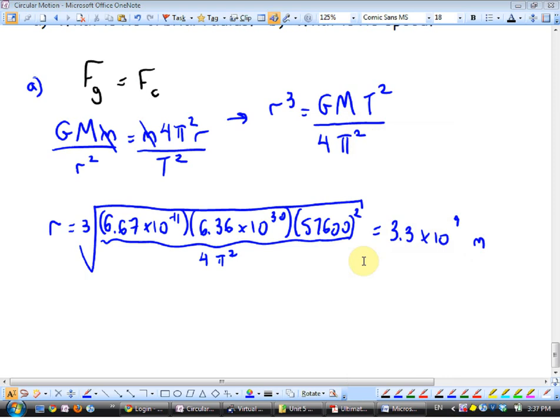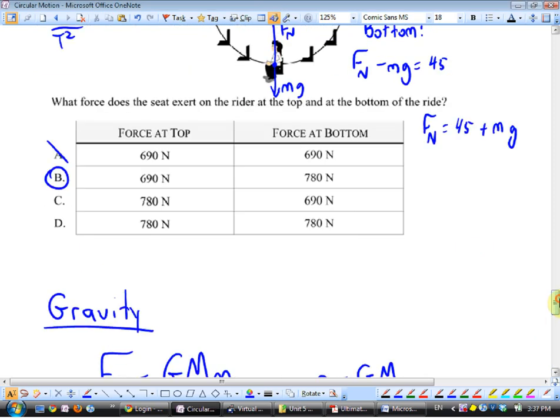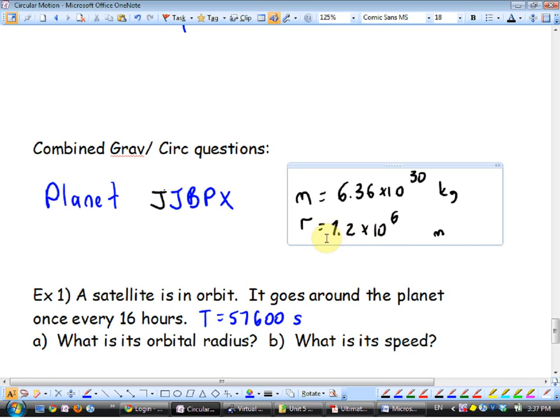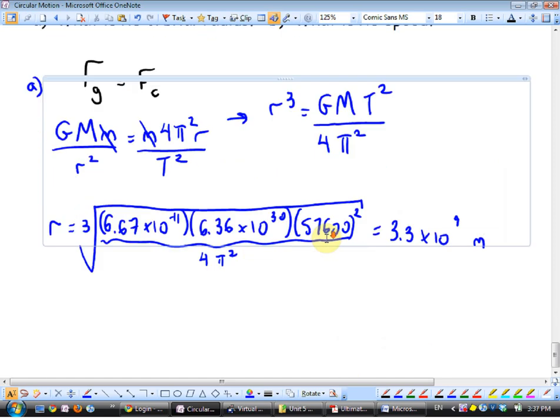By the way, what if instead of asking you for the radius, I asked you for the height or the altitude? Take that number there, and what? Look, too far, Mr. Duke. Subtract the radius of the planet, and whatever is left is your altitude. Now, in this case, the radius of the planet is so small, and this number is so big, you won't notice much of a difference, but I pick better numbers on a test, because I just made these up. But for what it's worth, if you wanted to find the altitude above the surface, just subtract the radius of the planet from your radius. Whatever's left is how high above you are.